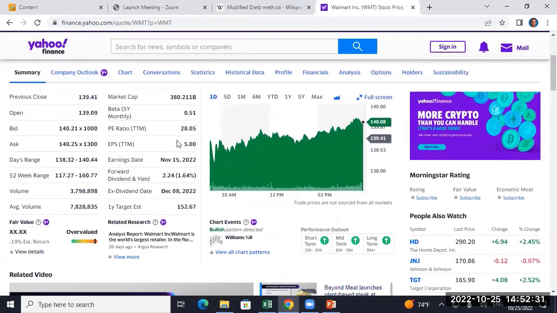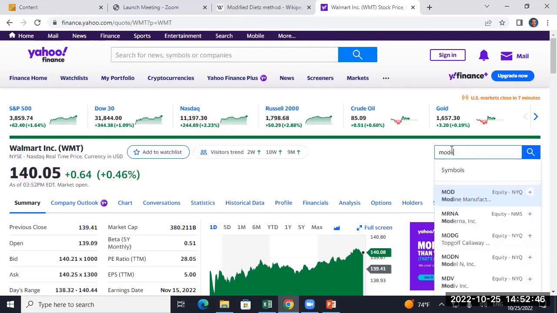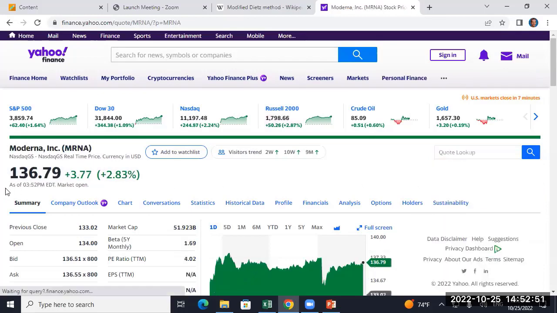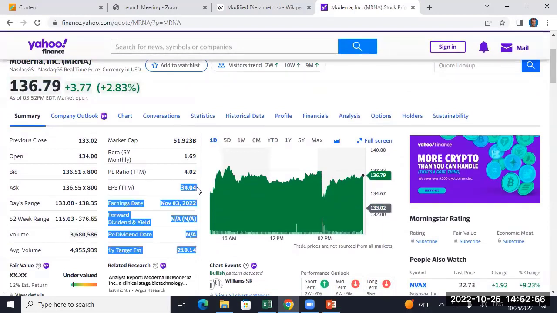Walmart has a PE ratio of 28. So their earnings is $5 and the stock trades for $140. So you're paying $140 for $5 in earnings. Let's look at another firm, Moderna, trading for almost the exact same price, but what are their earnings? Their earnings are $34. Why would you pay $140 for a firm making $5 and you only pay $137 for a firm making 6 times as much money?